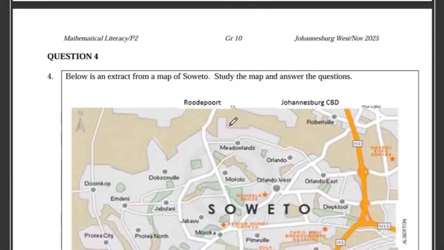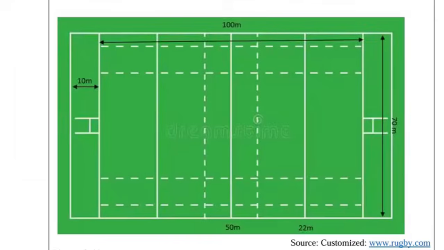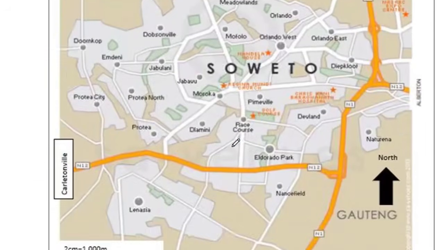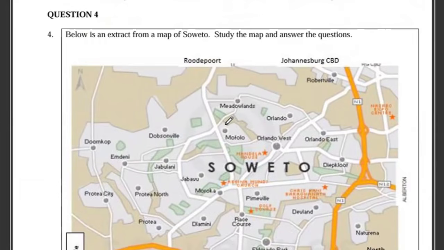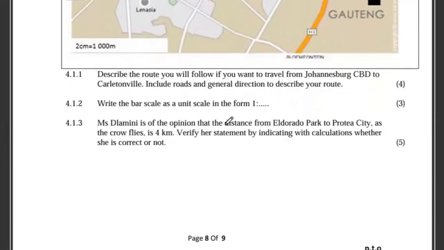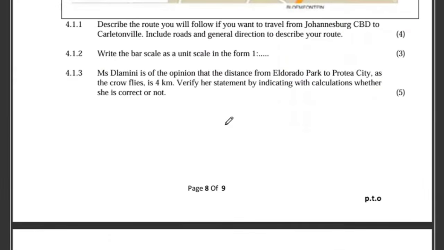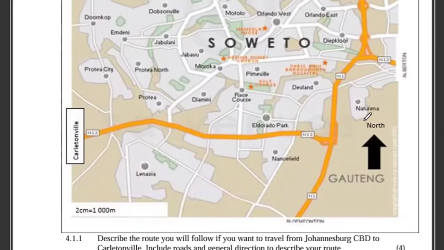Okay. Question number 4. We are looking at question number 4. You shall be looking at the map of Soweto. Below is an extract from a map of Soweto. Study the map and answer the questions. What are the questions? Question number 4.1.1. Describe the route you will follow if you want to travel from Johannesburg CBD to Carltonville. Include roads and general direction to describe your route. Now, it's 4 marks.